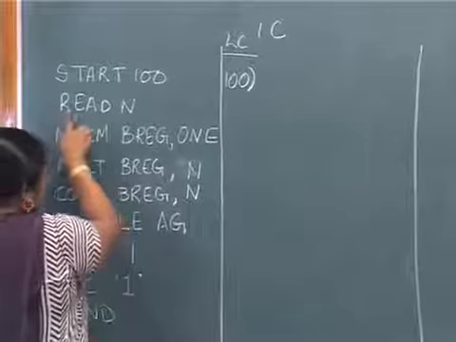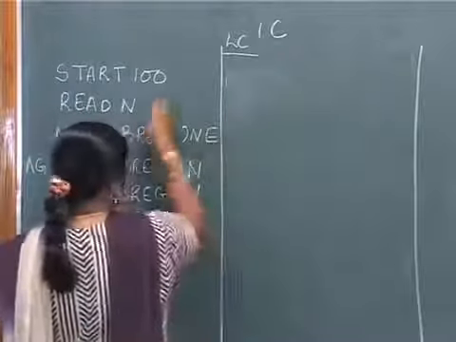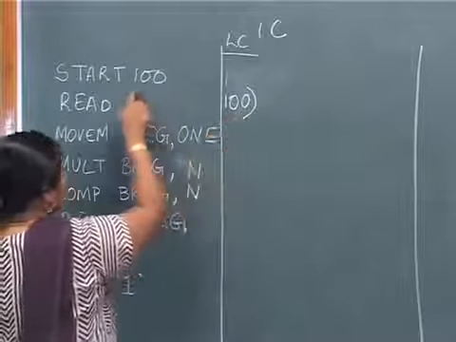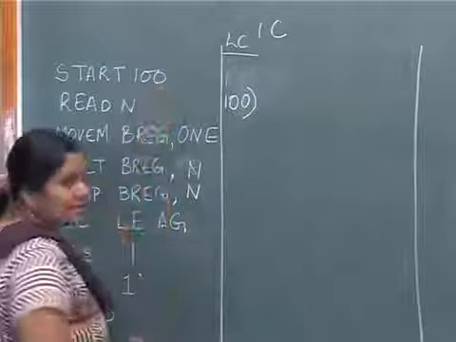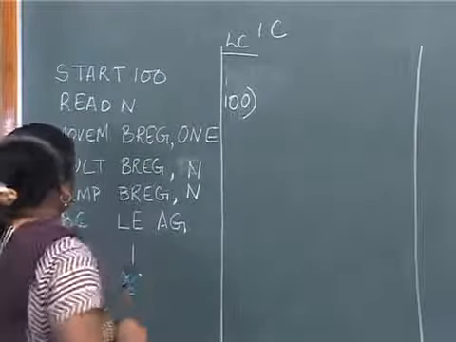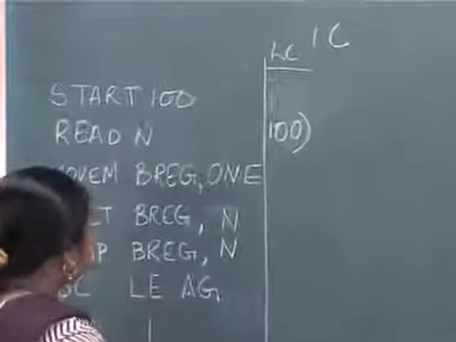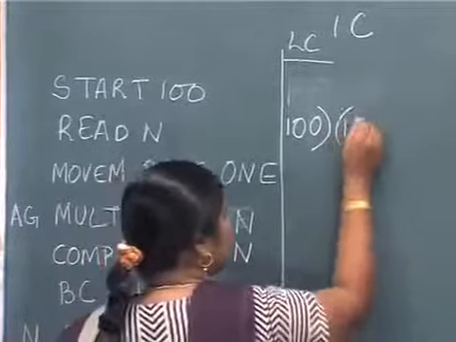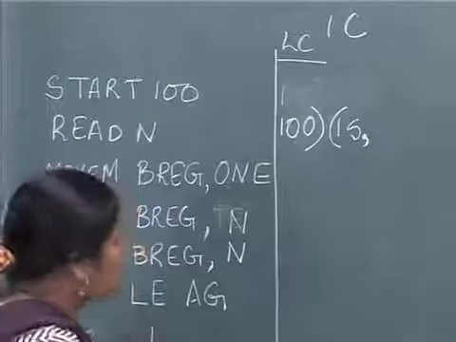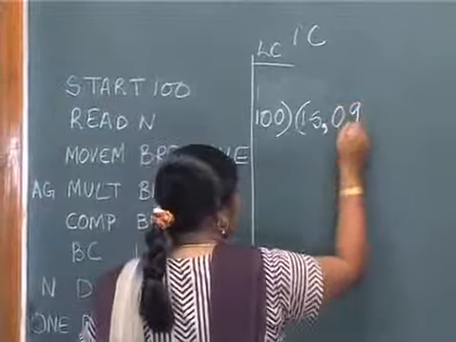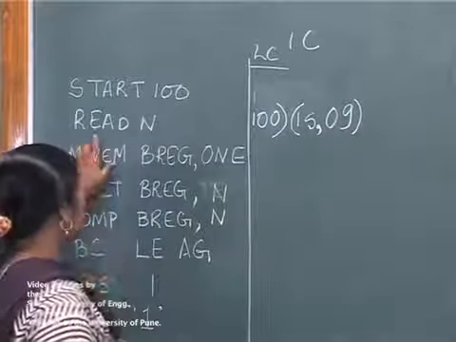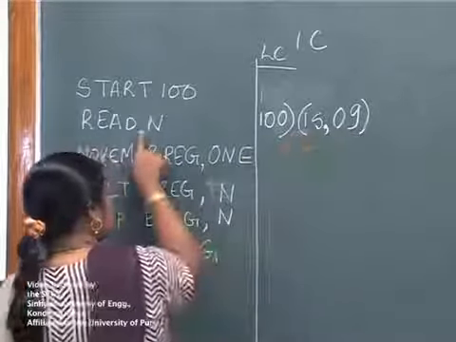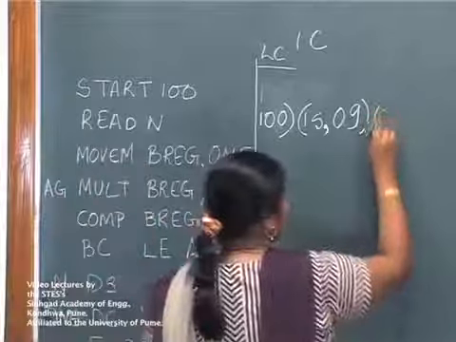Then we come to the next statement, READ N. For better understanding, I will write it on the same line. At this point, we write the location counter value as 100, because the START statement has the value 100 associated with it. READ is the mnemonic opcode, and it is represented by its class and its instruction opcode. This is an imperative statement, so the class is IS. If we refer to the mnemonic opcode table, the instruction opcode associated with READ is 09, and that is why we write IS comma 09. The first operand for READ is not present, so we represent it by 0.